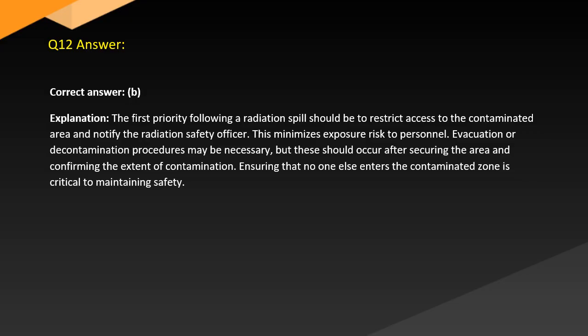Answer. Correct answer: B. Explanation. The first priority following a radiation spill should be to restrict access to the contaminated area and notify the radiation safety officer. This minimizes exposure risk to personnel. Evacuation or decontamination procedures may be necessary, but these should occur after securing the area and confirming the extent of contamination. Ensuring that no one else enters the contaminated zone is critical to maintain safety.